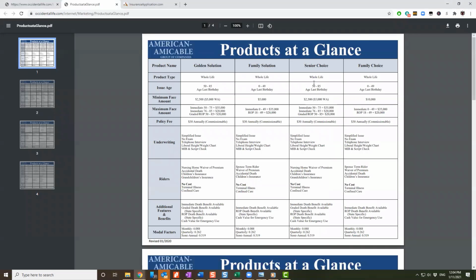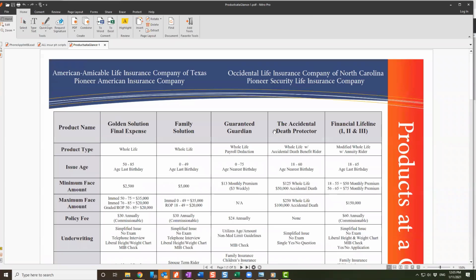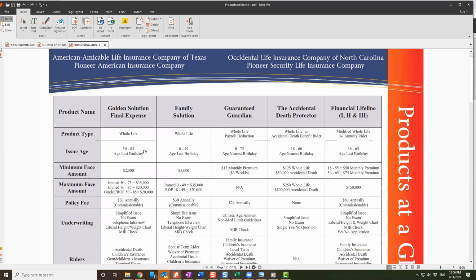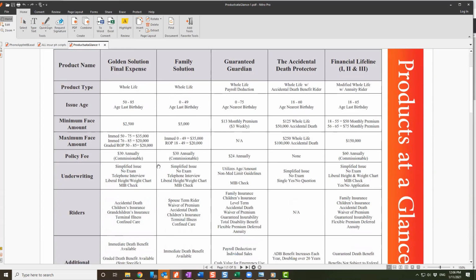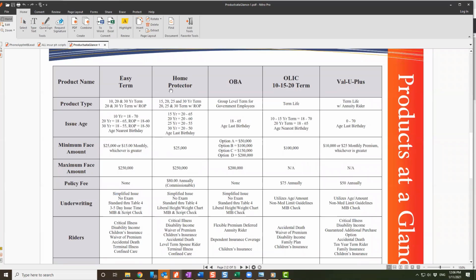Products at a glance. Products at a glance basically is all the products that we have. Okay, so in products at a glance, we're going to be talking about Golden Solutions, which is final expense, and Family Solutions, which is the exact same product, same application, same quoting. The only difference is that one is 50 to 85 years old, and the other one is 0 to 49. The other product that we're going to be offering for mortgage protection is the Home Protector.